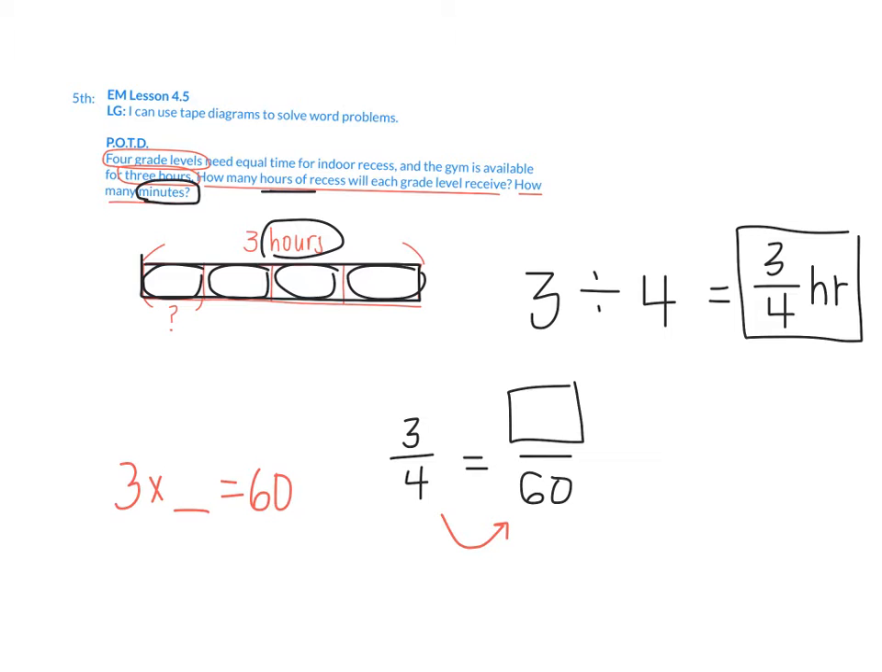Taya? 60 divided by? Oh, sorry. Yeah, but actually you're right. It should be 4, right? Because we're doing 4 times something will equal 60. So 60 divided by 4. What is 60 divided by 4?